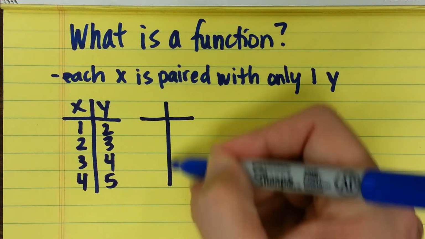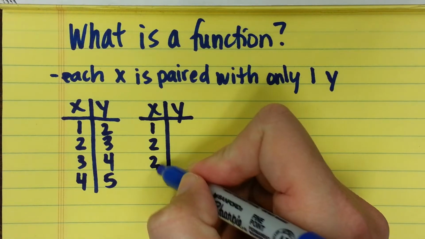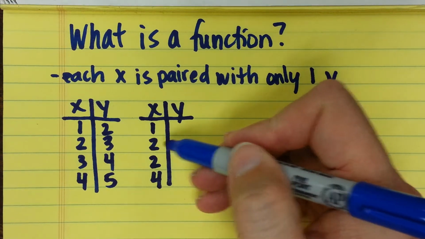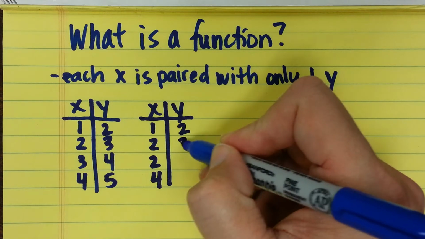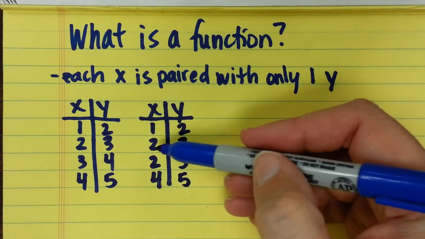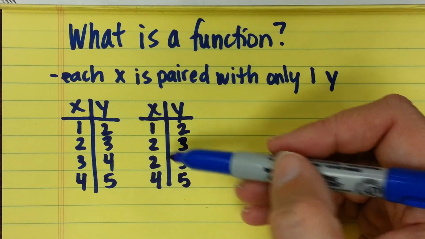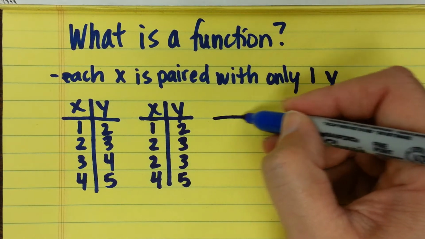If I have an x value that's repeated, then I have to make sure that the y value that goes with that x value is always the same. So in this case, this x of 2 is always paired with the 3. So they're still the same point, 2, 3. So that's okay, it's still a function.